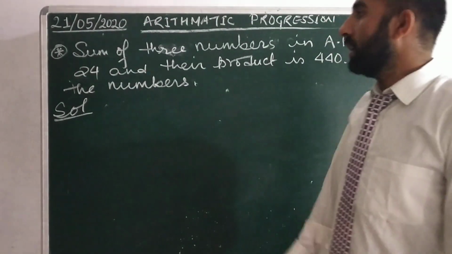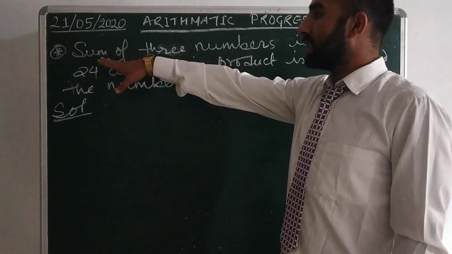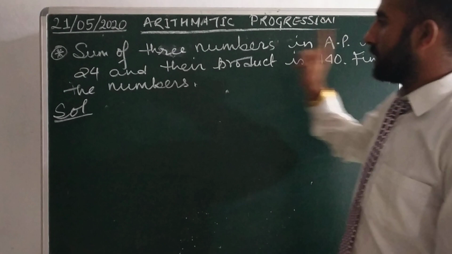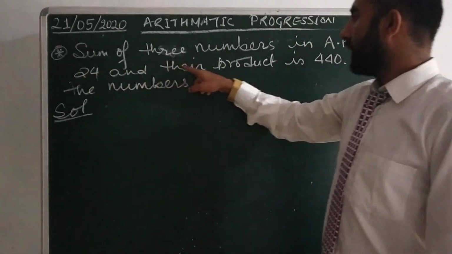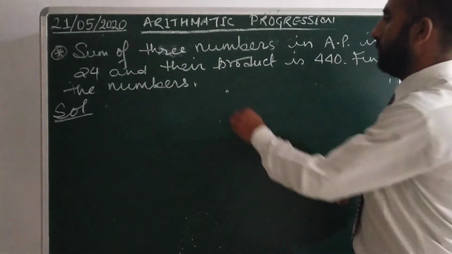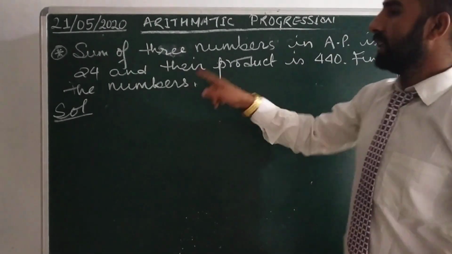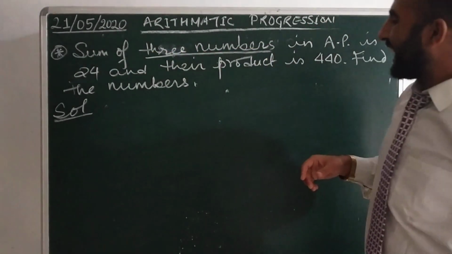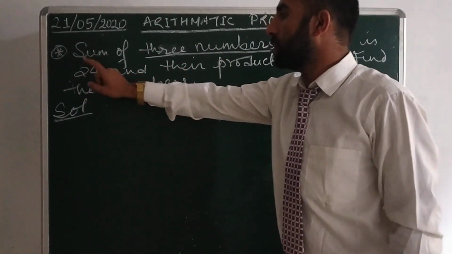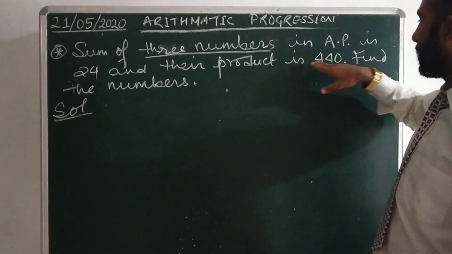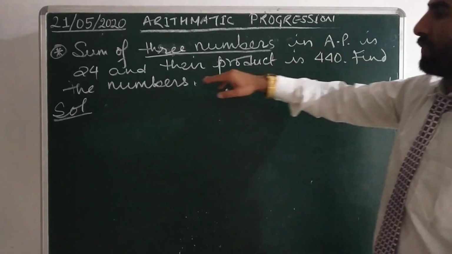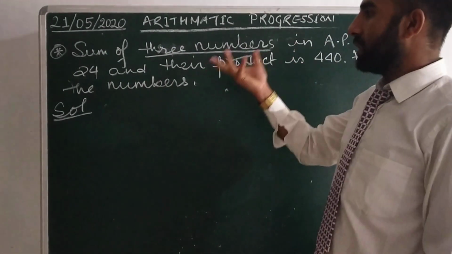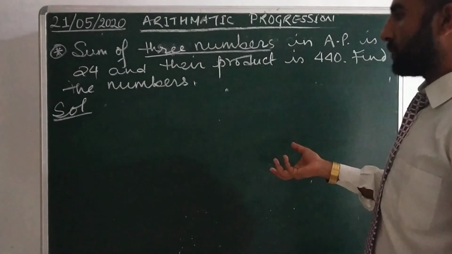So kids, here I am with another type of question. See here, the sum of three numbers in AP is 24 and their product is 440. Find the numbers. That means we are given 3 numbers, but not directly. Their sum is given as 24 and their product is given as 440, and we are supposed to find the numbers. As I told you, this is a special type of question. So today we are doing special types of questions.